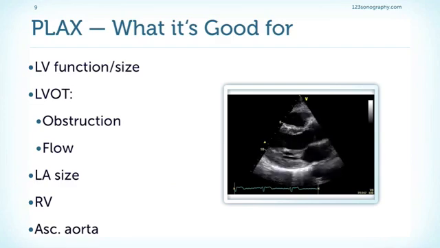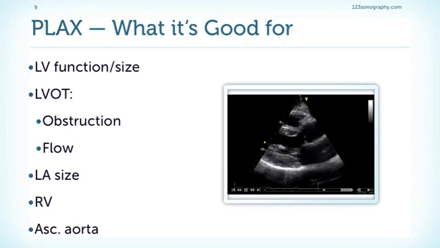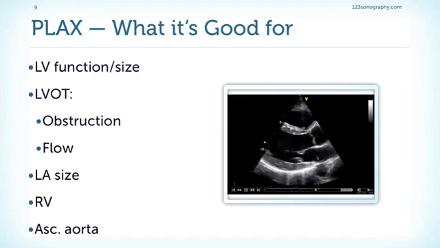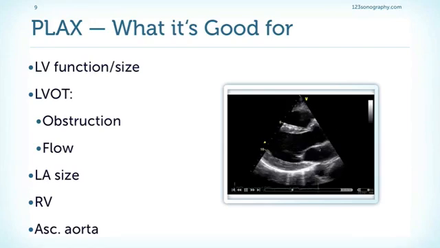What is the parasternal long axis good for? It's good to assess left ventricular function and size, even though we do not see the entire heart and we do not see the apex. We have a very nice view to the left ventricular outflow tract. Thereby we can detect obstruction or abnormalities of flow. Furthermore, the left atrium is visible, so we can assess the size of the left atrium. We also have a partial view to the right ventricle, so information about the right ventricle is also possible. And very important, this is the view where we can assess the aortic root and also the ascending aorta.